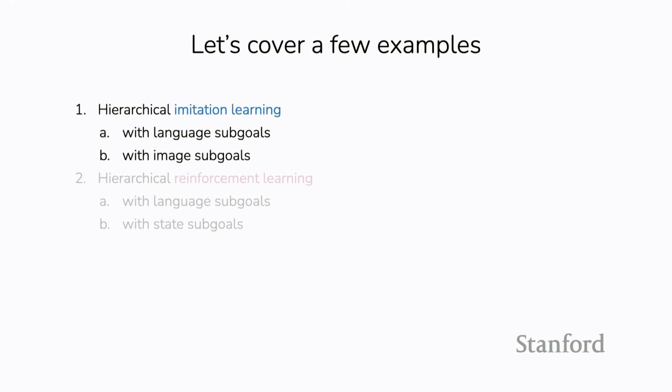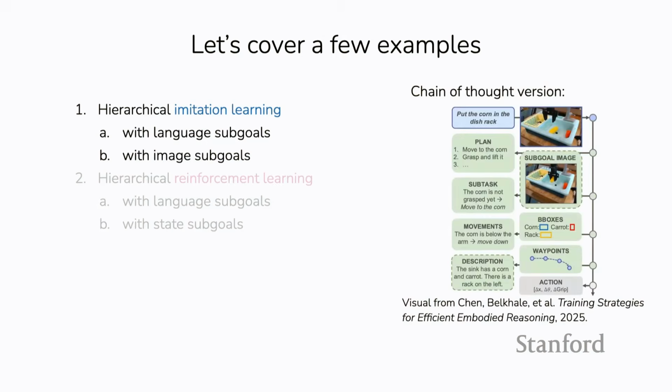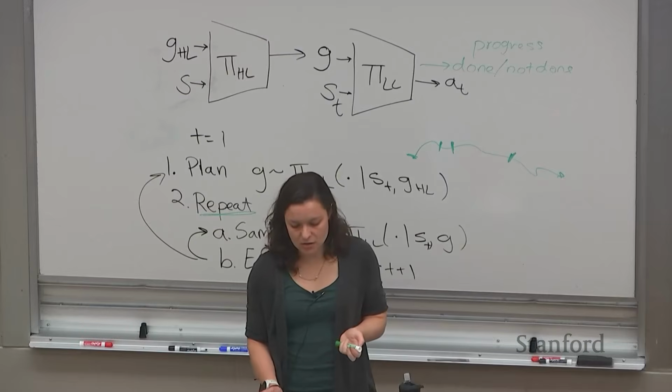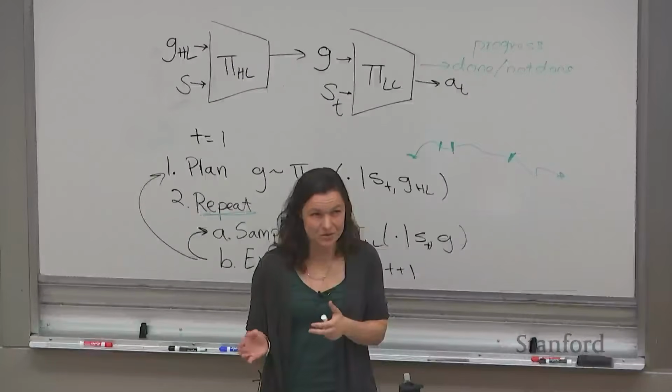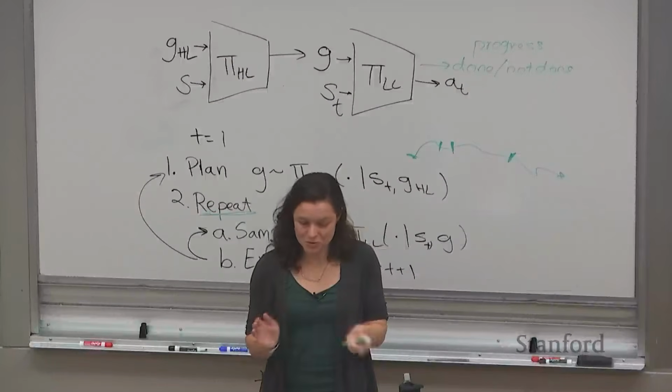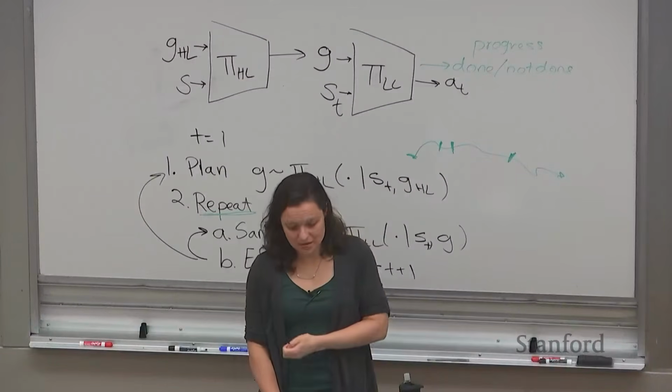Now, we talked earlier about how chain of thought can replace hierarchy, and there's also approaches that have developed chain of thought versions of this, where you can have some high-level task and the current observation, and then output either sub-goal images or subtasks. You can also have other representations like bounding boxes or waypoints, and then output the action. And there are some recent approaches from the last year that do something like that.